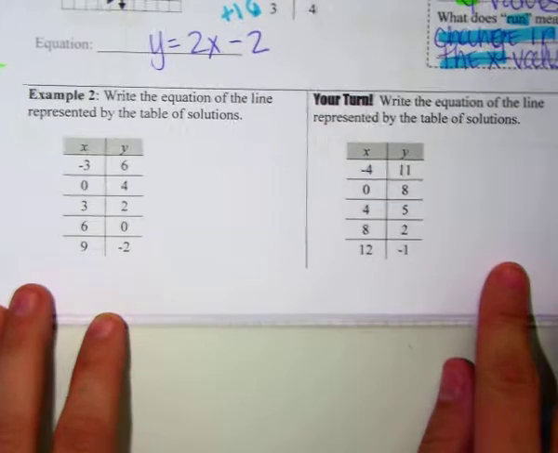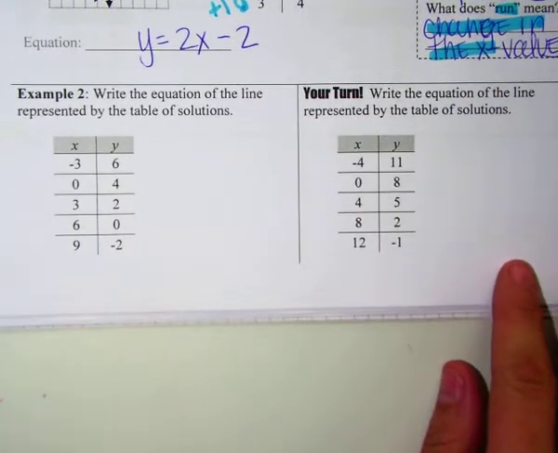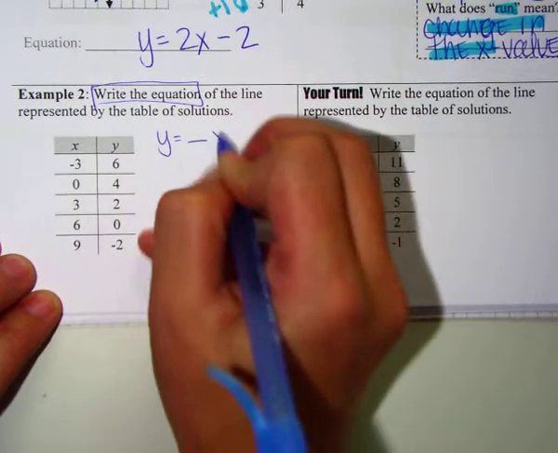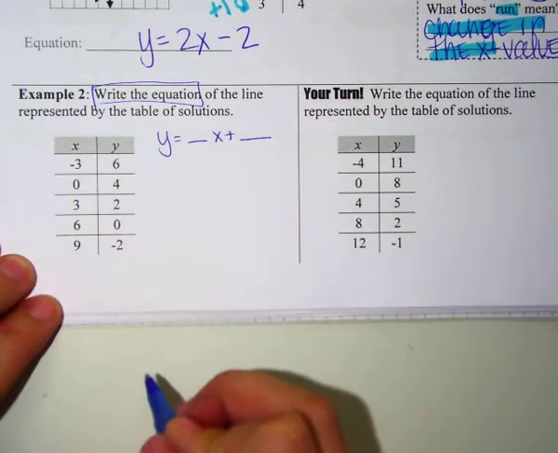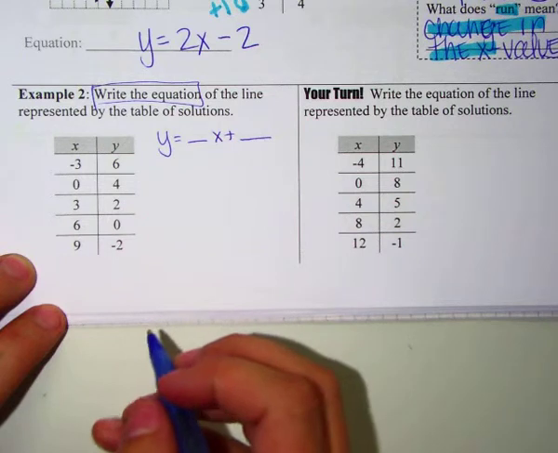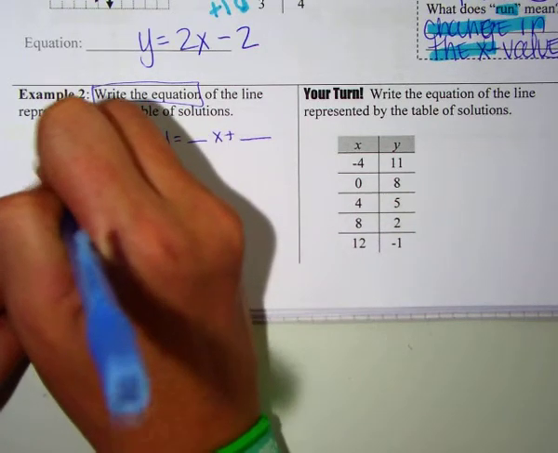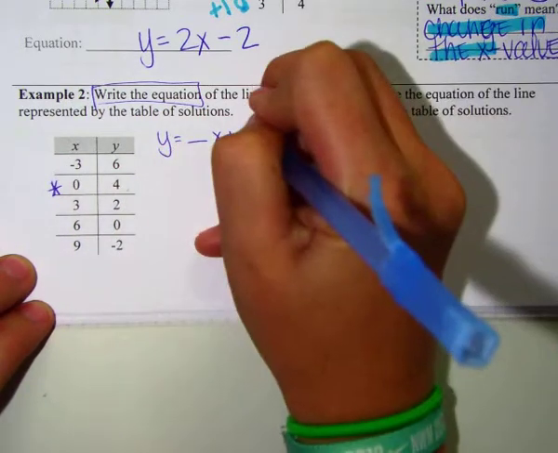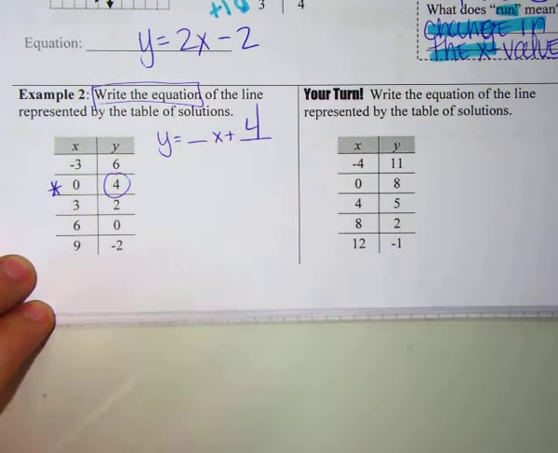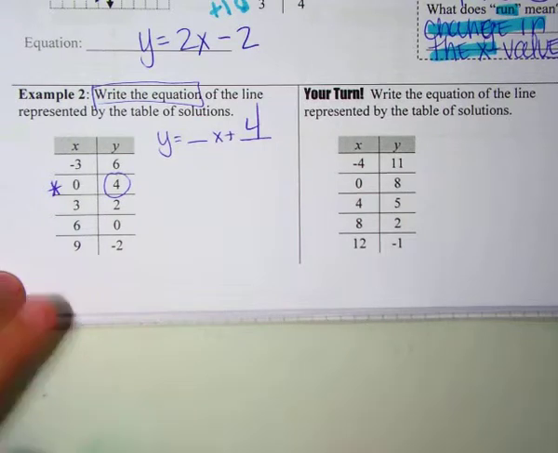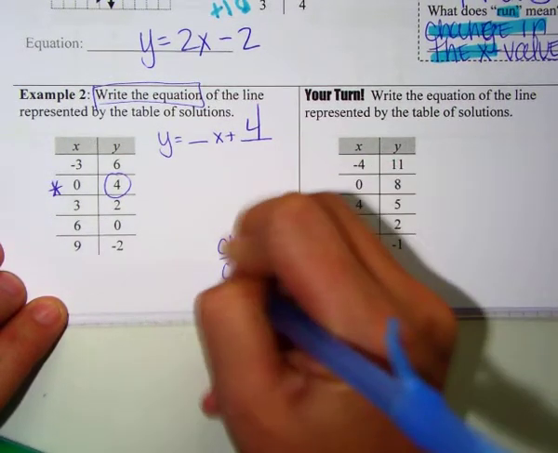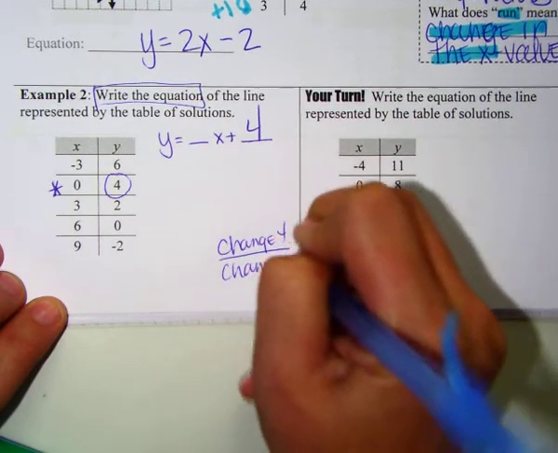Let's look at another example. Okay, so I need to write the equation. I'm going to write the skeleton. Then I need my y-intercept, which happens when x is 0. So I look at my BFF. My BFF tells me that 4 is my y-intercept. Now the slope again is the change in y divided by the change in x.